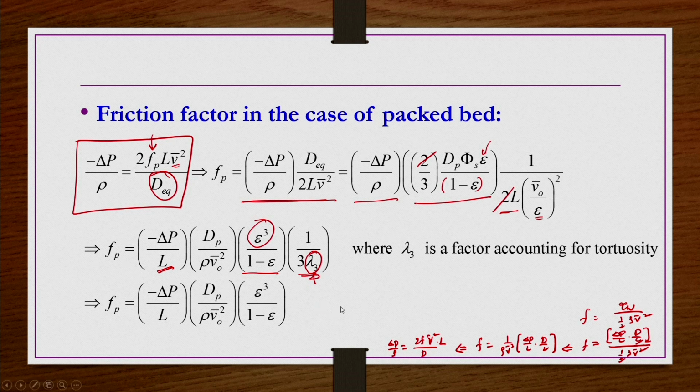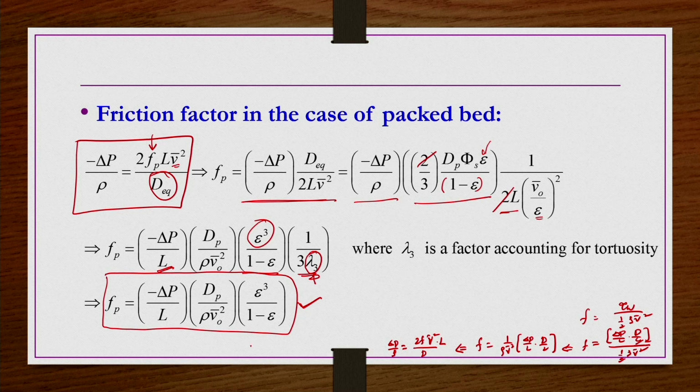However, when you do the dimensional consideration, you take only the parameters; we do not take the constants in the picture, or those can be clubbed with the other constants of the final equation that we are going to derive. So, without 1 by 3 lambda 3, it has to be defined, because in dimensional considerations we take only parameters, we do not take the constants. So, here the friction factor in the case of packed bed: Fp is equal to minus delta P by L, dP by rho V naught bar square, epsilon cube by 1 minus epsilon. This is what we get, right.